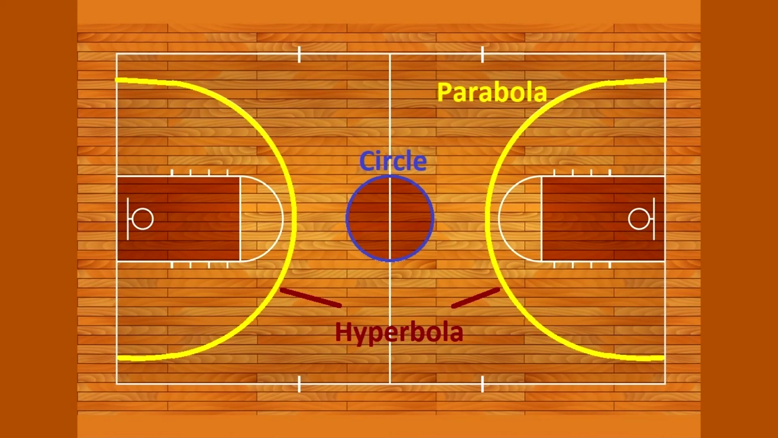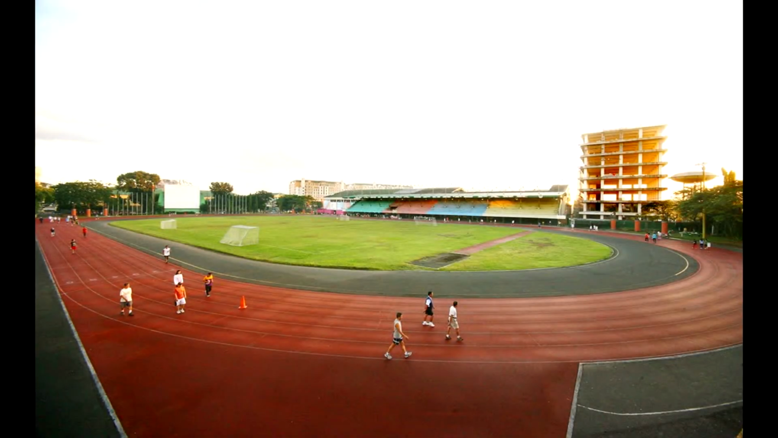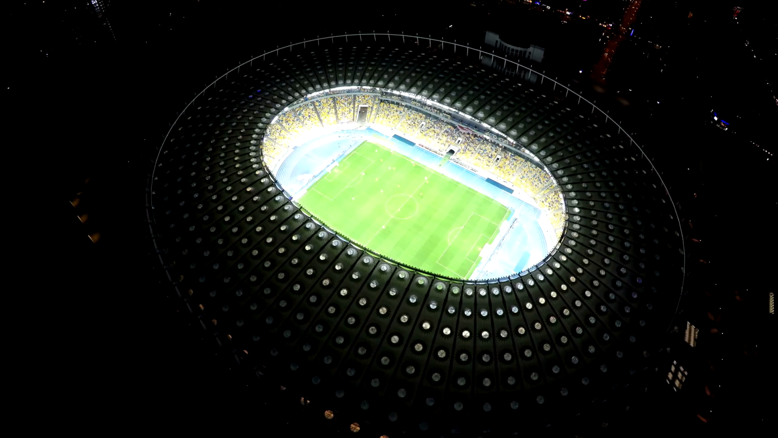We can also see various real-life examples of conic sections everywhere. The Marikina Sports Center is an example of an ellipse, same as a football field in other countries. In this example, we can apply the concept of conic sections and geometry.